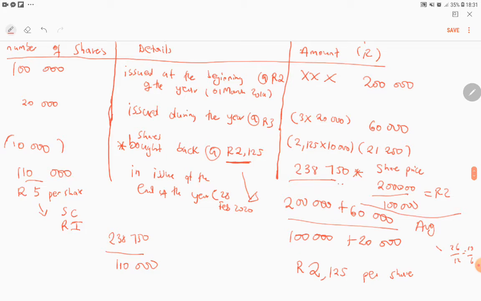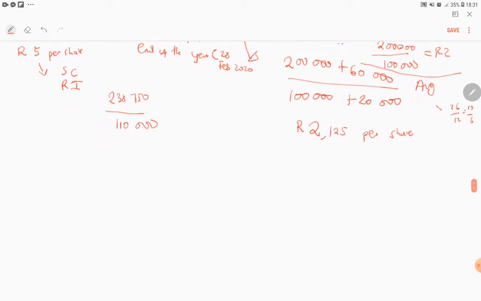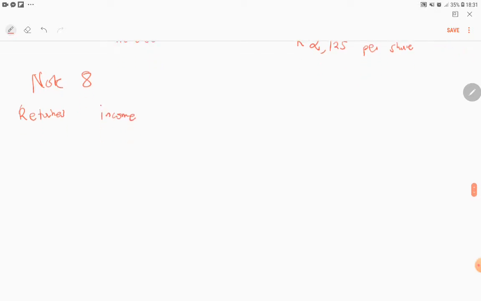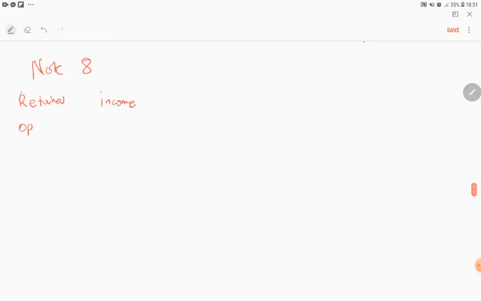Do this, you can get this, right? Simple. Now let's go to note number 8, which is the retained income. The retained income will include the opening balance at the beginning of the year.